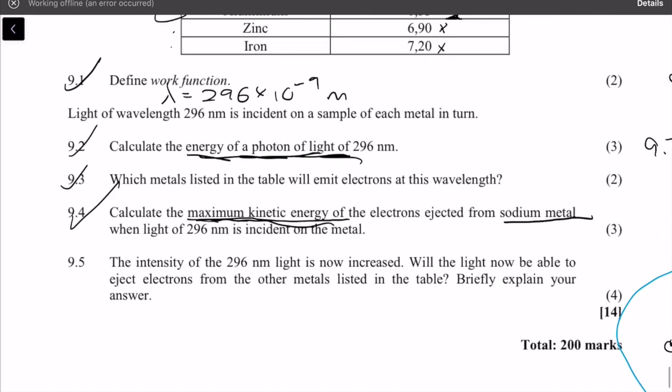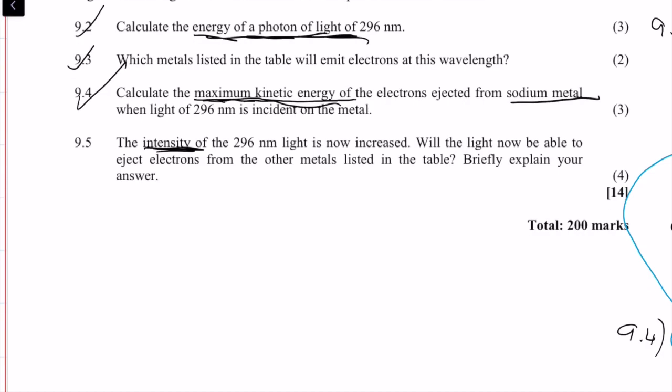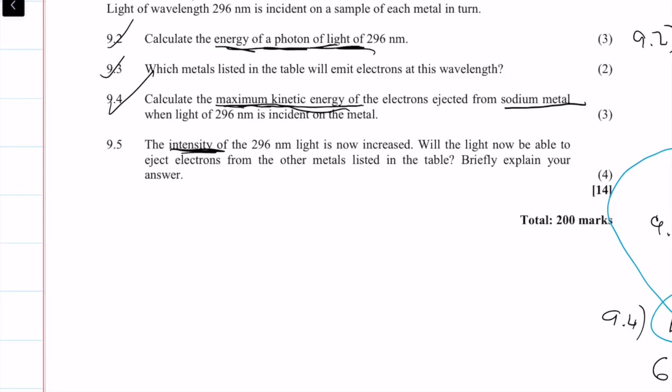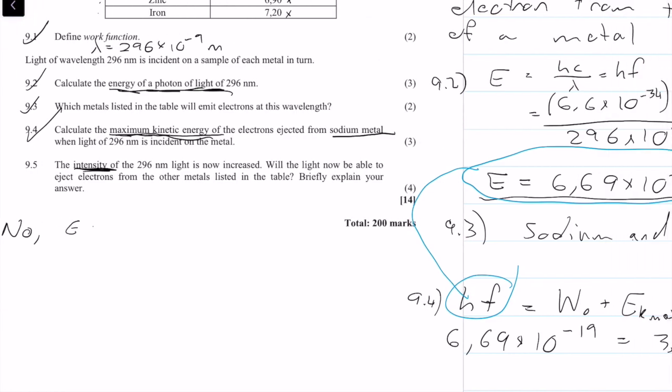The last question looks like a theory question. The intensity of the 296 nanometer light is now increased. Will the light now be able to eject electrons from the other metals listed in the table? Briefly explain. This is a full-on theory question. When the intensity increases, the frequency remains the same. So we can just say no, because the frequency stays the same. If we look at our equation, E equals hf, if the frequency stays the same, the energy is not affected. So energy is not affected by intensity.